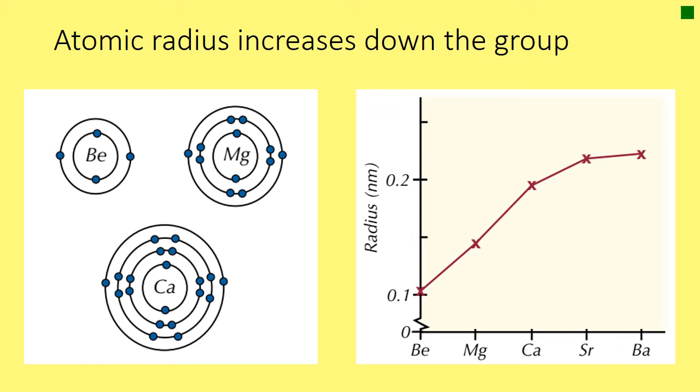And as well as increasing the number of shells as you go down the group, what also happens is you increase the shielding. So if you take this calcium, the full first shell and the full second shell and the full third shell offer shielding between the positive nucleus and the outer electrons. So as well as the outer shell being further away from the nucleus, it's also less strongly attracted to the nucleus because of that shielding, and so it can move slightly further away from the nucleus as well. So they're the two reasons why the size of the atoms increases as you go down the group.